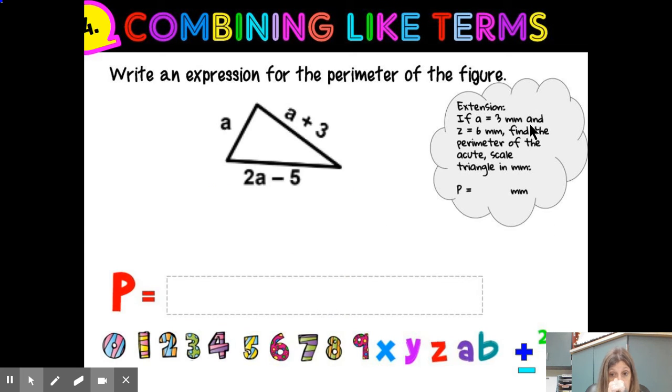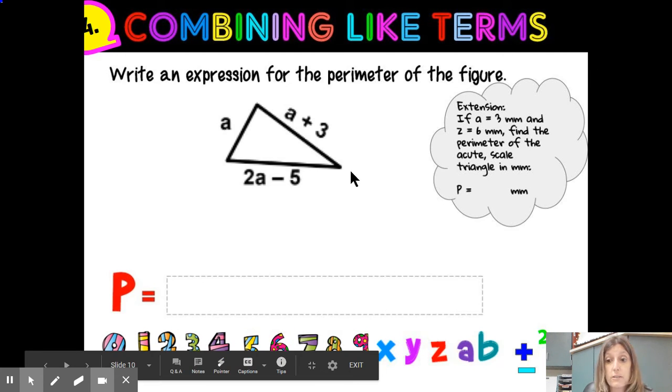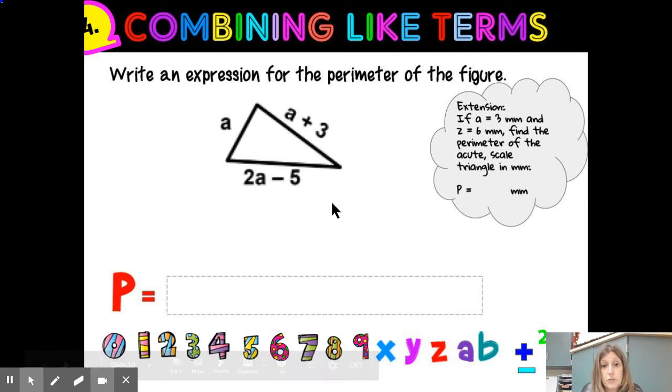Okay, we're going to do 2 more, and this time we're going to actually figure out what the variable is, so we can actually have a number. Here's the triangle. We're going to find the perimeter. This side is a, this side is a plus 3, this side is 2a minus 5. So first, let's get an expression. So it's a plus 3 plus 2a minus 5.